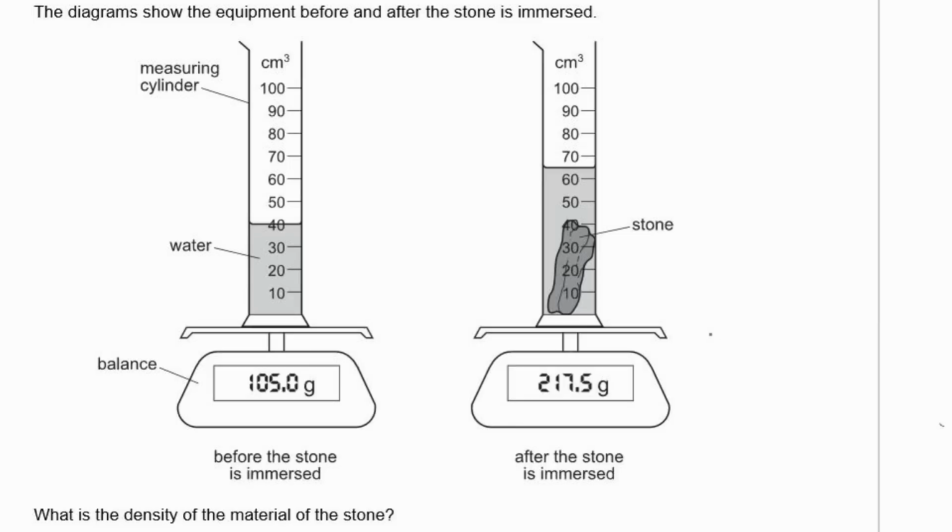Alright, so we're being asked about density. Density equals mass over volume. So we need to find the mass of the stone and the volume of the stone. So let's look at that. The mass of the stone will be 217.5 minus 105. And the volume will be given by 65 minus 40.